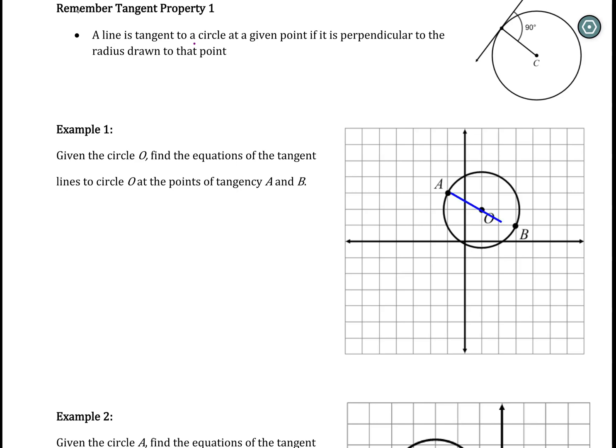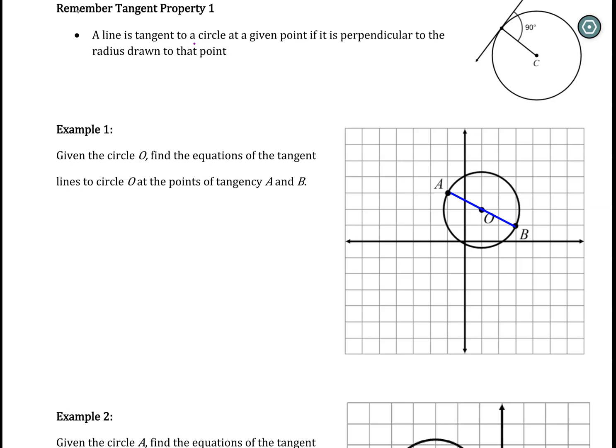So A to B would be the diameter, right? That means OA and OB are both radii. So we could come up with an equation of a line that intersects both A and B, and that would be tangent to this. So you're going to have two tangent lines with any radius or diameter, and we're going to be able to utilize that from here.